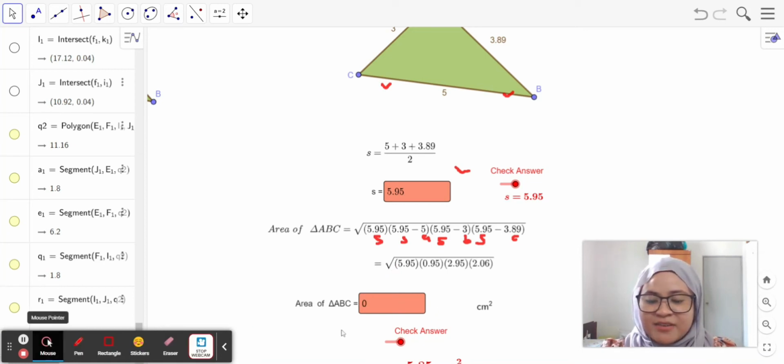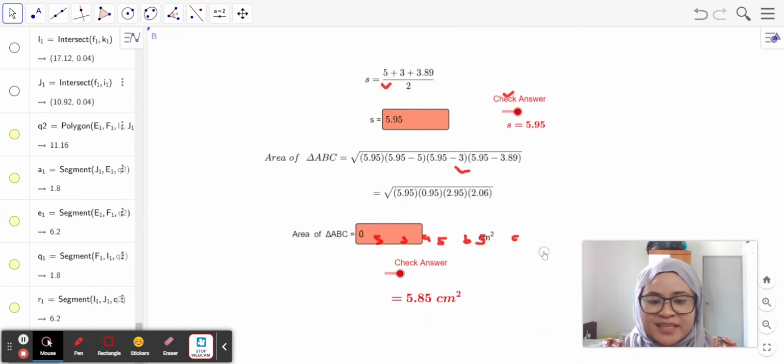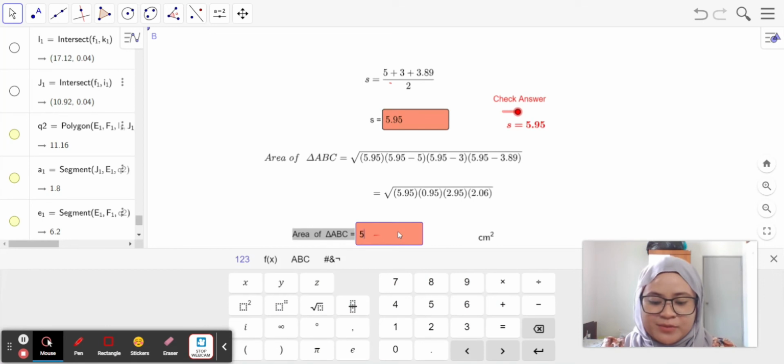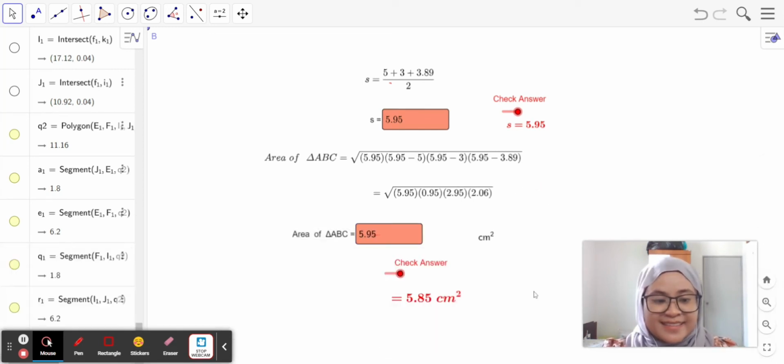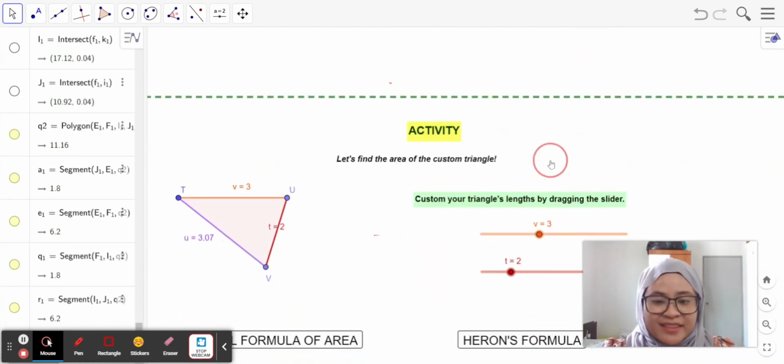So let's recheck the answer. It is 5.85. So 5.85 centimeter cube. Then you get the answer. And now let's proceed with the activity.